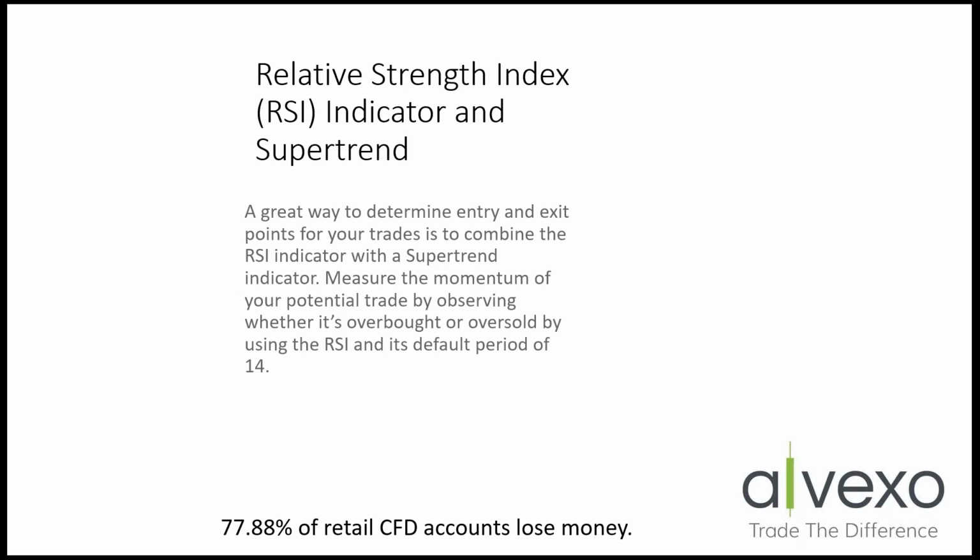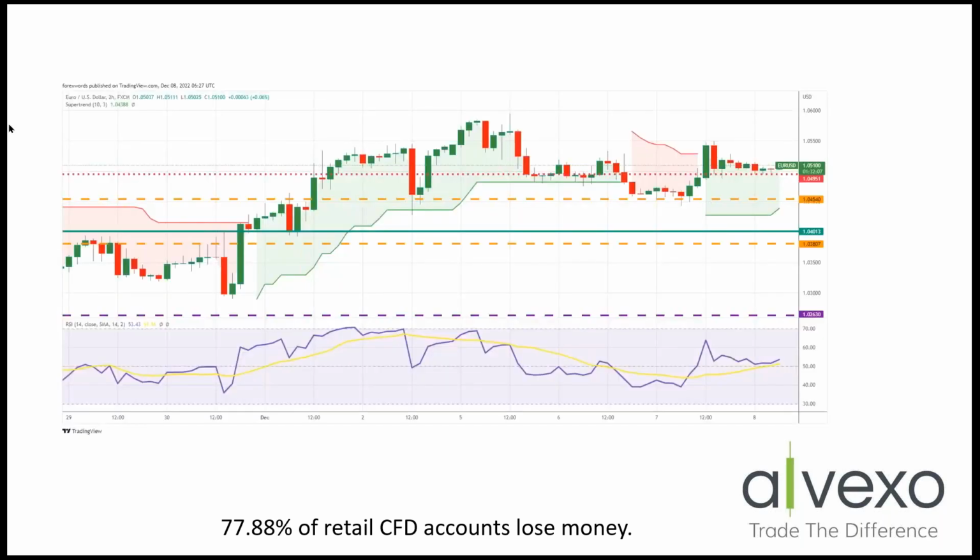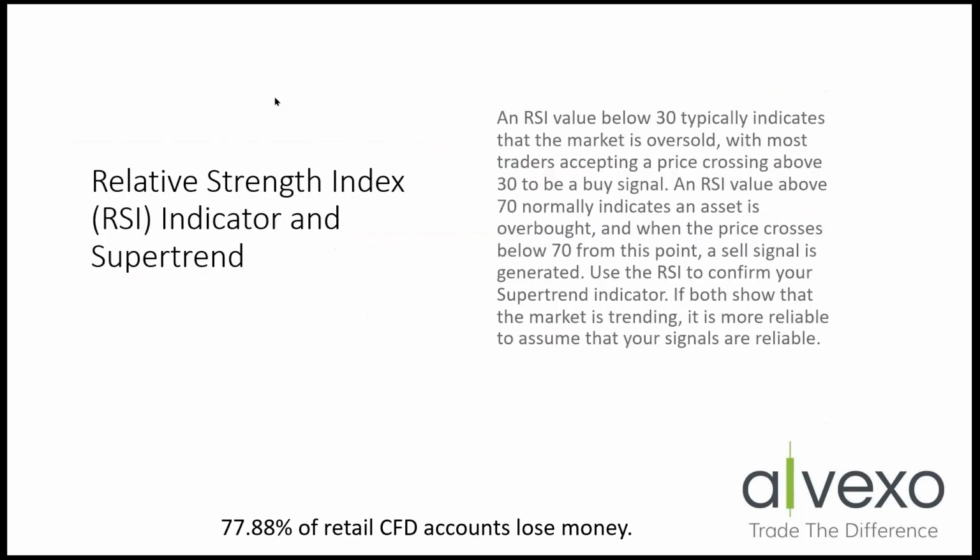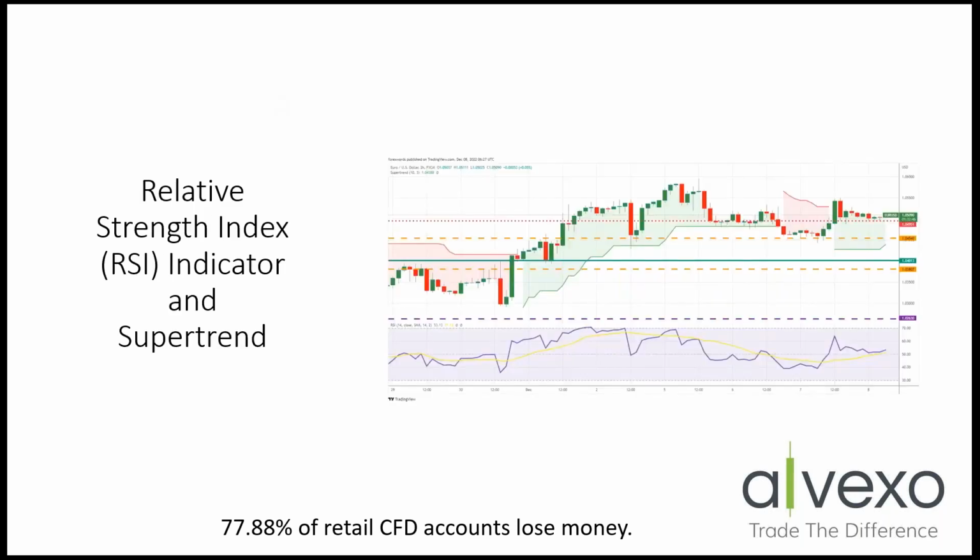So a great way to determine entry and exit points for your trade is to combine the RSI indicator with the SuperTrend indicator. Measure the momentum of your potential trade by observing whether it's overbought or oversold while you're using the RSI and its default period of 14. So as you can see on my chart here, we've combined the first 2 of these indicators together. An RSI value below 30 typically indicates the market's oversold, with most traders accepting the price crossing 30 to be a buy signal. An RSI value above 70 usually indicates an overbought situation.